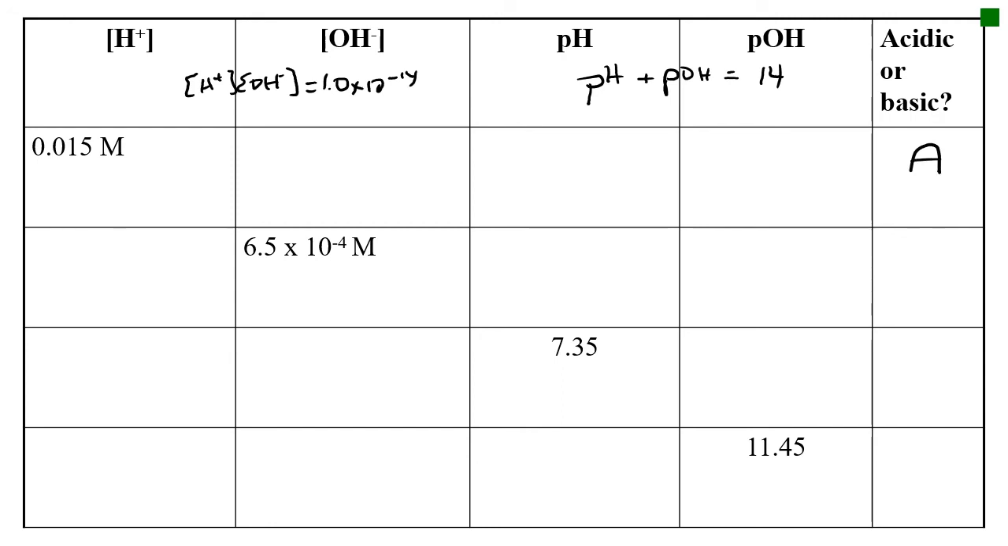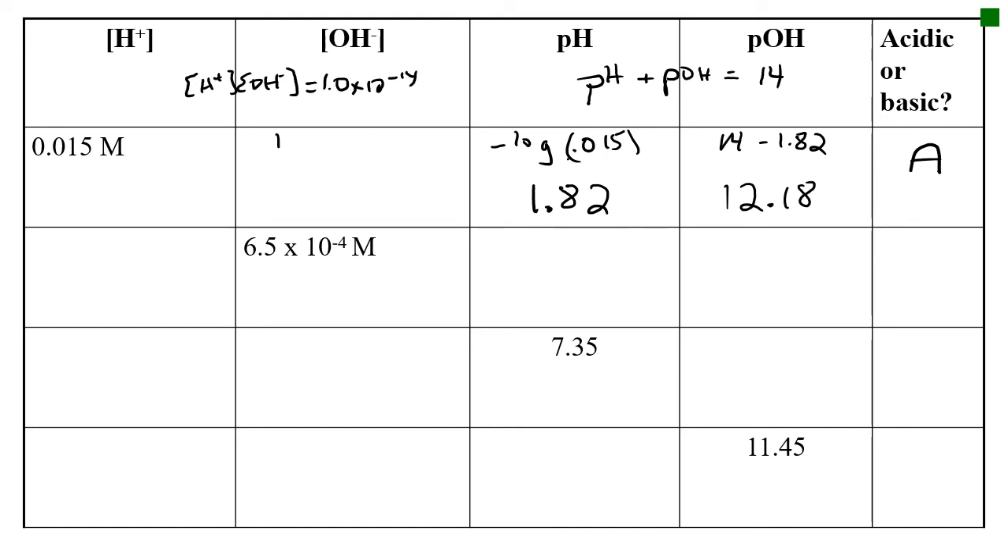So if we want to do this, we can take and get the pH. That's going to be minus base 10 log of 0.015. We plug that into our calculator, we're going to get a pH of 1.82. If we take 14 and we subtract 1.82, we're going to get pOH, and that's going to be 12.18. And now we have two options on our hydroxide.